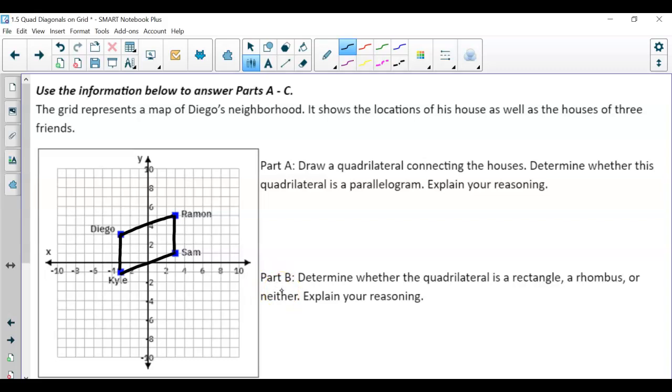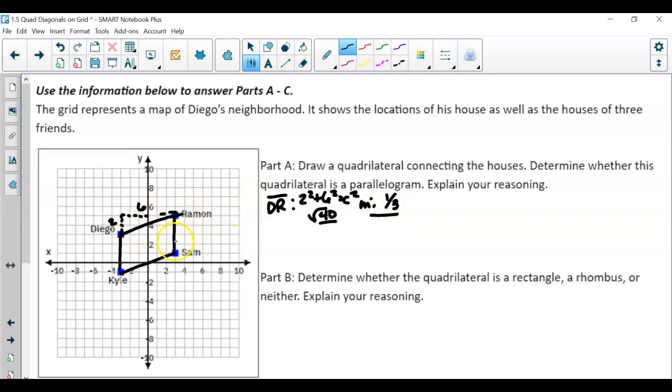So the side, let's say Diego to Ramon, or DR here. For DR, I have a rise of 2 and a run of 6. That means your slope is positive 2 over 6, which is 1/3. Then for the distance, 2 squared plus 6 squared is equal to c squared. By solving, you have 4 plus 36, which is 40. You end up with radical 40 as the distance of DR.